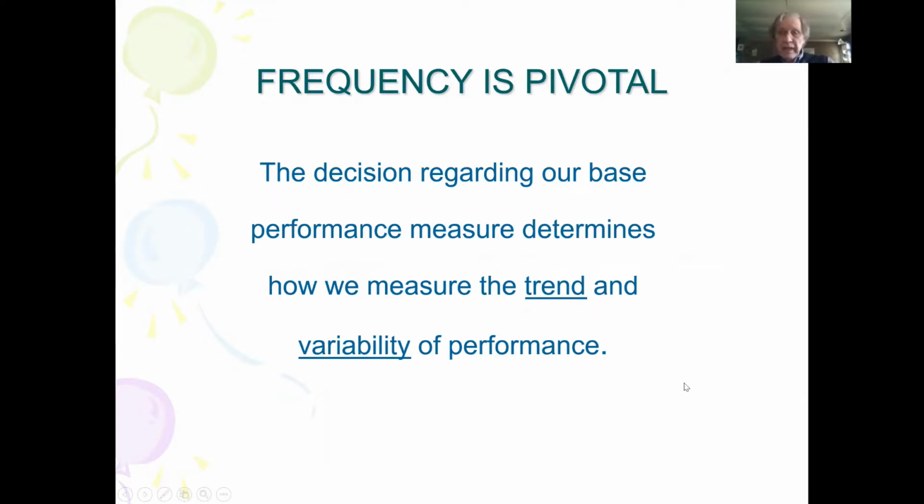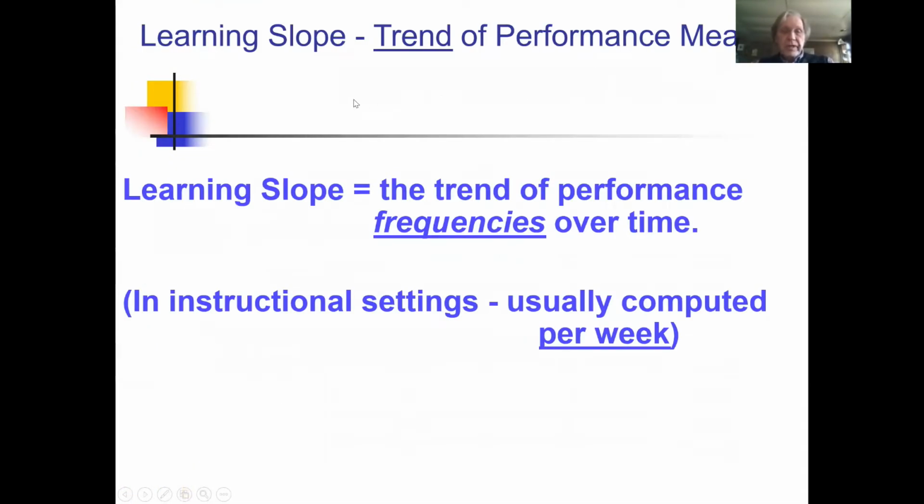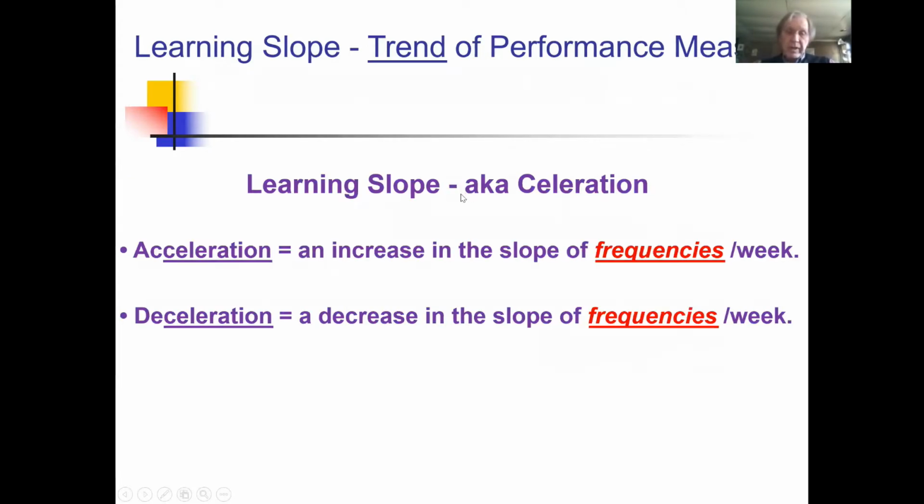The next measure that we're interested in is learning slope, which is the measure of the trend of performance. Learning slope equals the trend of performance frequencies over time. In instructional settings, that's usually computed per week. The technical term for learning slope is acceleration. And you can see the root of both acceleration and deceleration is acceleration.